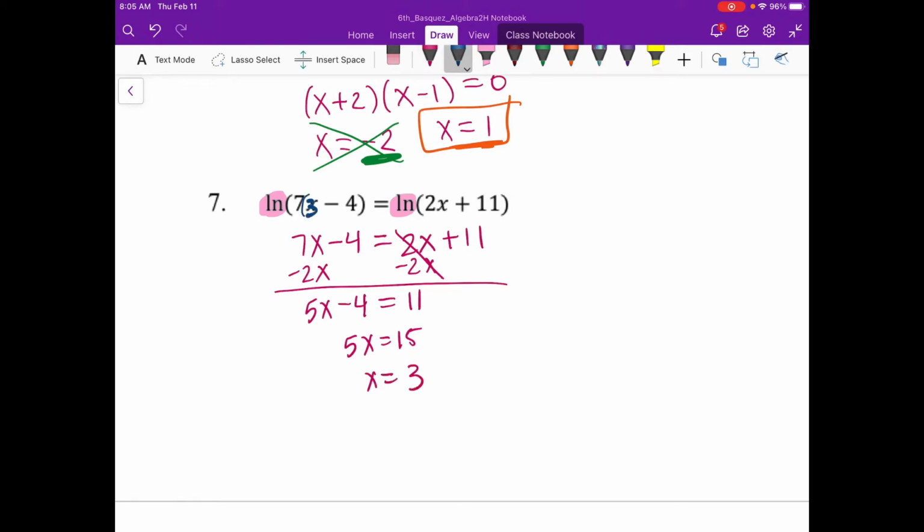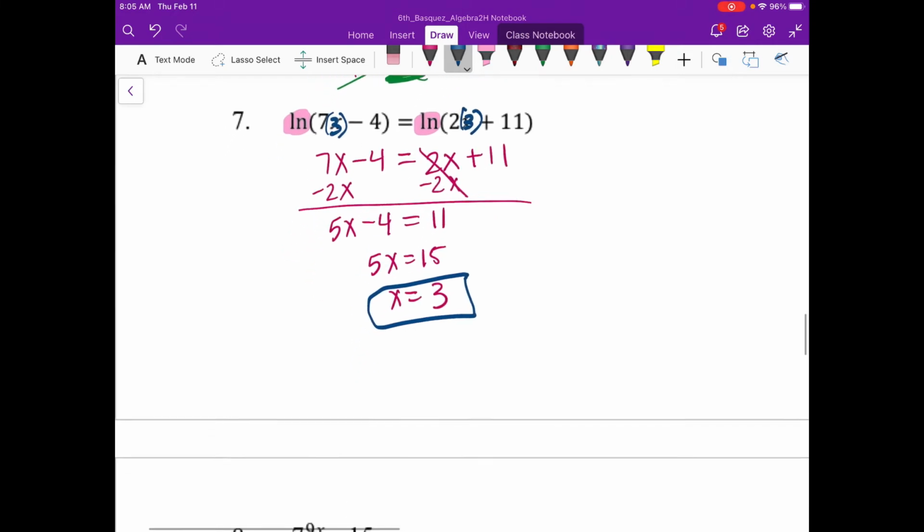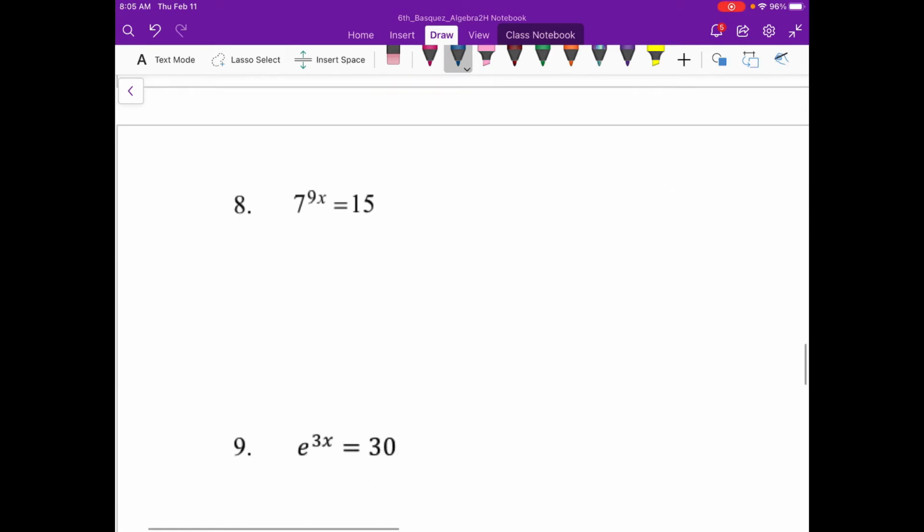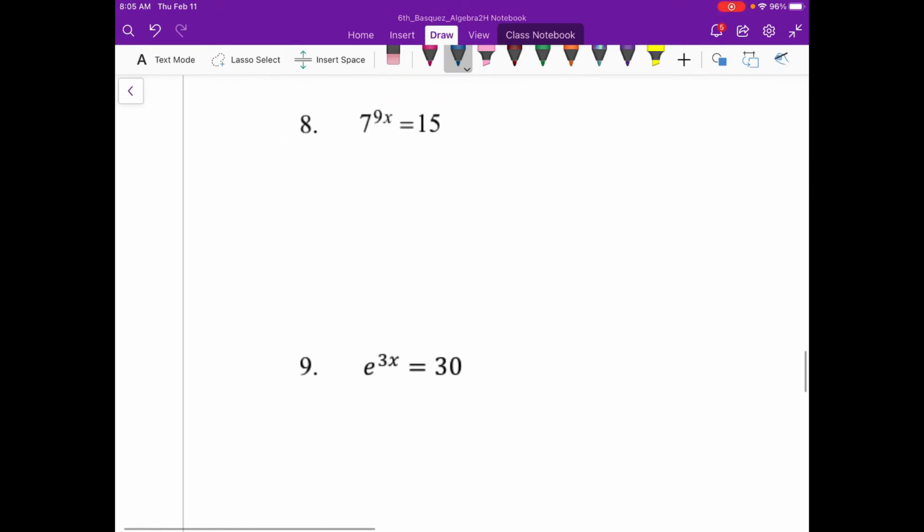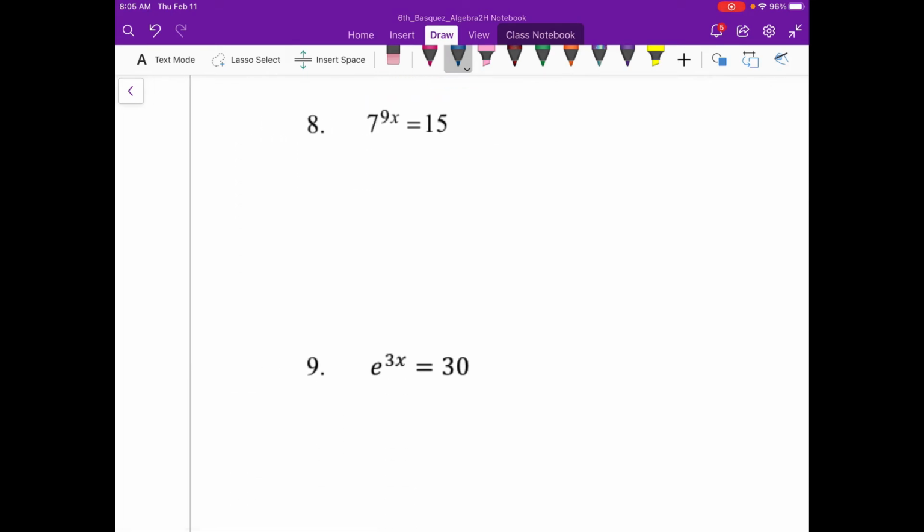When I substitute in 3 up here, does that give me a negative or a 0? In this case, it does not. So that's my answer. That one was an easy one. Not much work to do. Okay. Now, the last two problems that are asking us to solve for x require us to do something a little bit different.